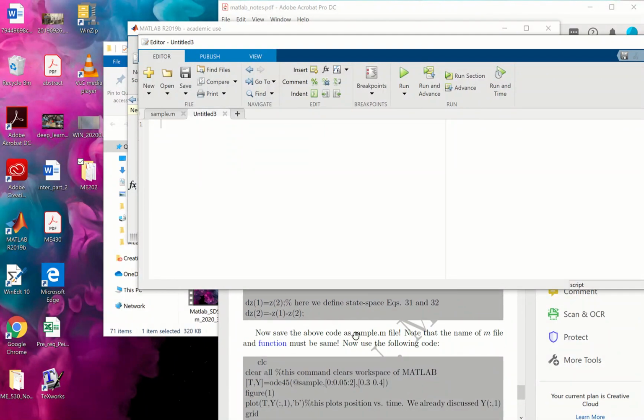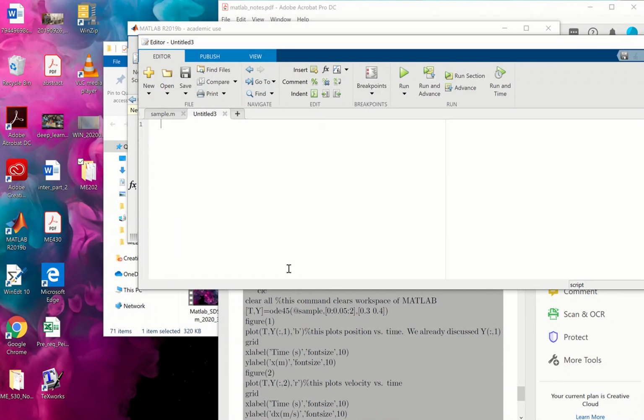Now save the above code as sample.m MATLAB file. Note that the name of the m file and the function must be the same, as I said. Now use the following code. I'm just typing. I will upload the notes on the blackboard. So clear, as I told you several times, and clear all. It's going to be helpful for you. Clear all. Okay.